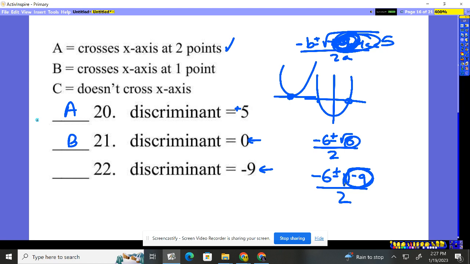That's an imaginary number. So there is no solution here, which graph-wise, if there's no solution, it means the graph is maybe above the x-axis. It's never crossing it. So it's C in this case for number 22.